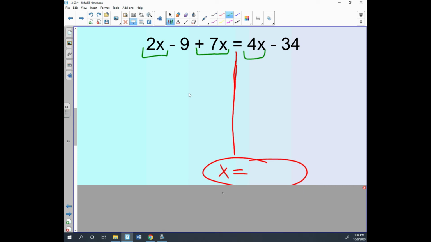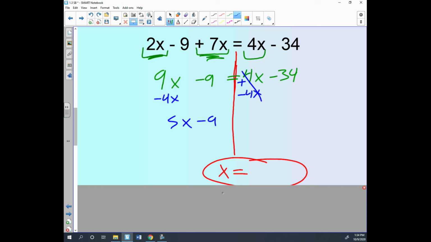So I'm just going to make this 2x plus 7x a 9x. Okay? Minus 9, because I didn't touch anything else. And I'm going to copy everything else down. Okay? Hopefully you're following that step, and I'm not going too fast. But now you see, okay, now I can move this positive 4x by just adding or subtracting it over to both sides. It's going to wipe out there and give me just a 5x minus 9 equals negative 34, right?